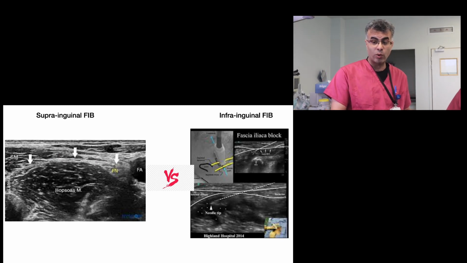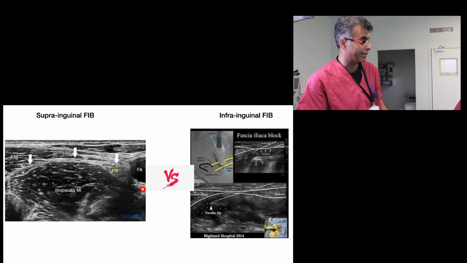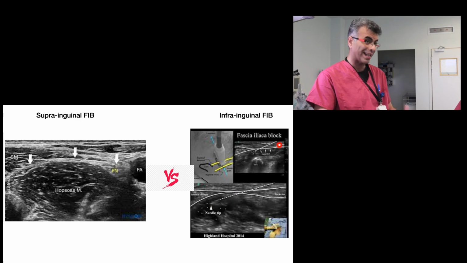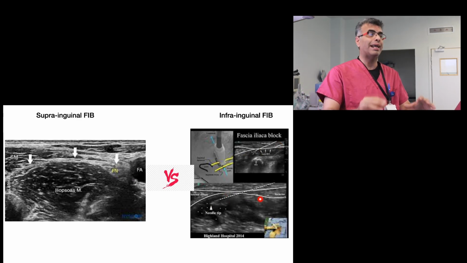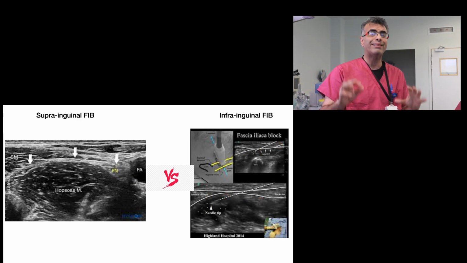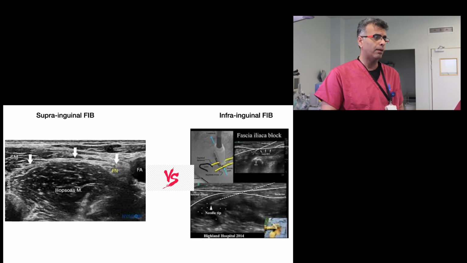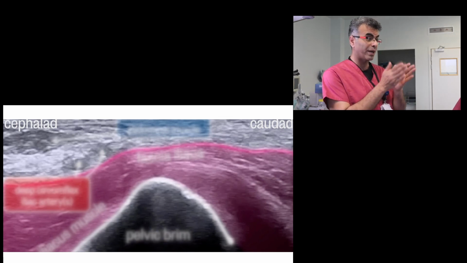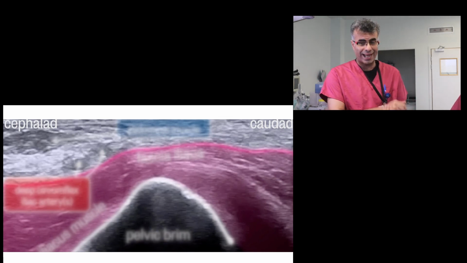There's also the suprainguinal fascia iliaca, and this is another technique, which is again another field block. You need a larger volume of local anesthetic. I repeat it again, a larger volume of local anesthetic, at least 40 ml of bupivacaine or levobupivacaine 0.25 to give you a good effect of the block, and this is done at the level of the anterior superior iliac spine, and we'll see today while we're doing the scanning.